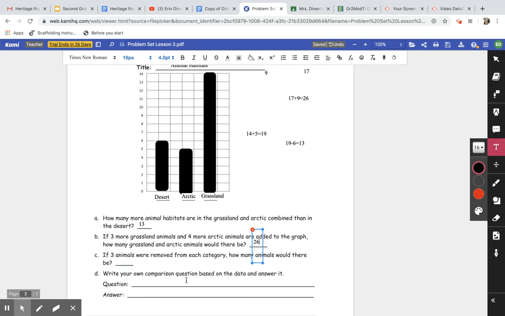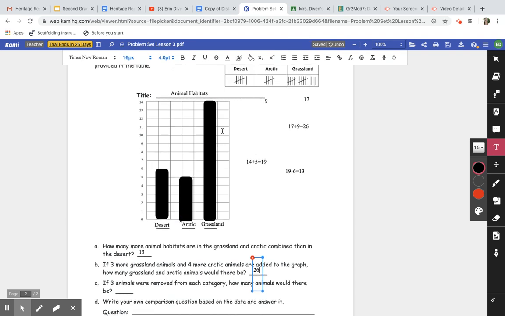Okay, letter C says, if 3 animals were removed from each category, how many animals would there be? Well, if we removed 3 from our desert, that would give us a total of 7 minus 3 would give us 4. If we took 3 away from our Arctic here, that would be 5 minus 3 would be 2. And then 3 away from our grassland, we originally had 14, so 3 away from that would be 11. And then it's asking for that total.